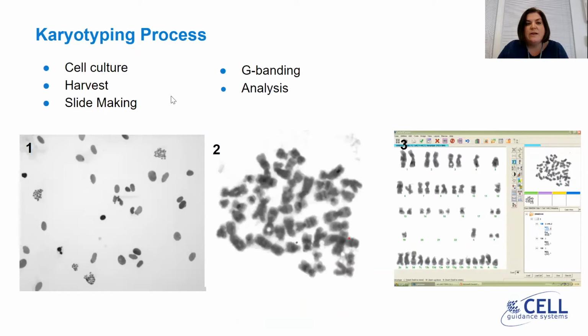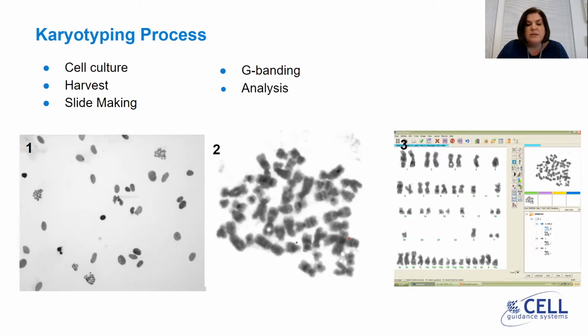So first of all, the karyotyping process is a bit more involved than some other tests you may have come across. First of all, we need to perform cell culture. Once the cells have been cultured, we can harvest them using standard cytogenetic techniques. Then we can produce our slides. We can then G-band our slides using trypsin and Giemsa, and this produces a characteristic banding pattern across our chromosomes. And then this enables us to analyze our chromosomes.